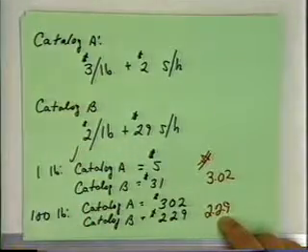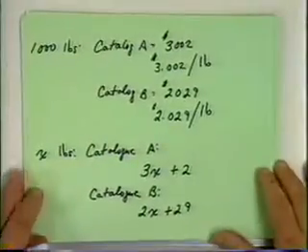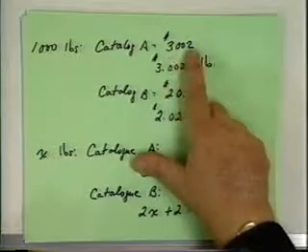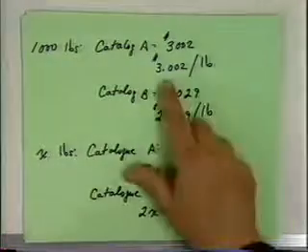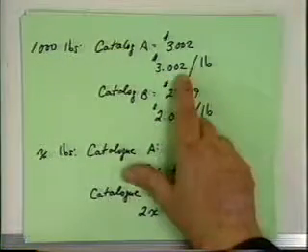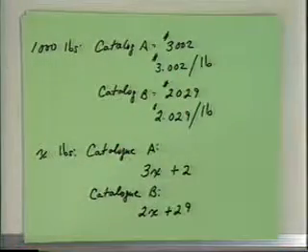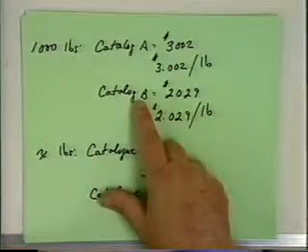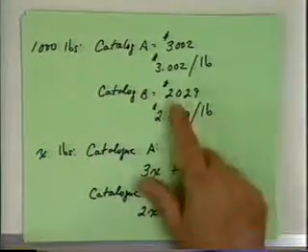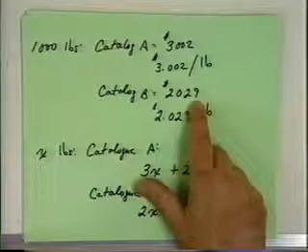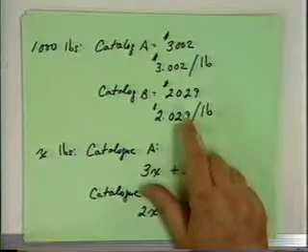In fact, if we bought 1,000 pounds, look at what would be happening. See, 1,000 times 3 is 3,000, plus the $2 for shipping and handling is $3,002, which would come out to be what? $3.002 per pound. That's pretty close to $3 a pound. On the other hand, by using catalog B, 2 times 1,000 is 2,000, plus the $29 for shipping and handling would be $2,029 for the 1,000 pounds. That comes out to be what? $2 and a little bit less than 3 cents per pound.